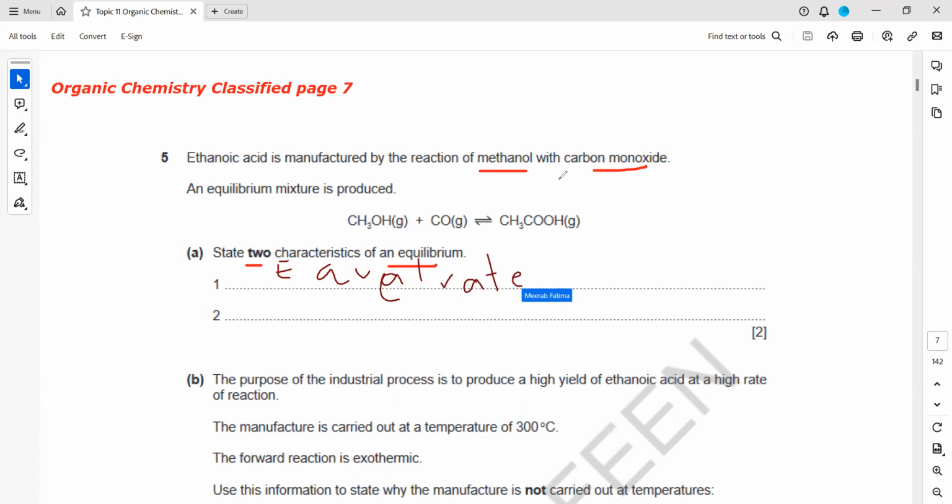Equal rate, that's right. Equal rate of forward and backward, and constant concentration, or the concentration does not change. Or rate of forward equals rate of backward, and there is no change in the concentration.